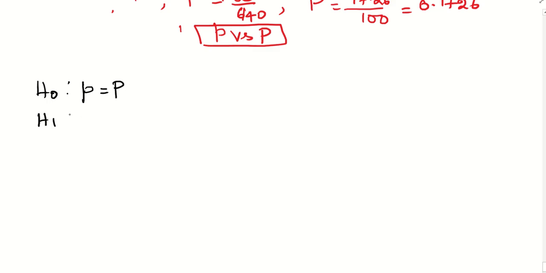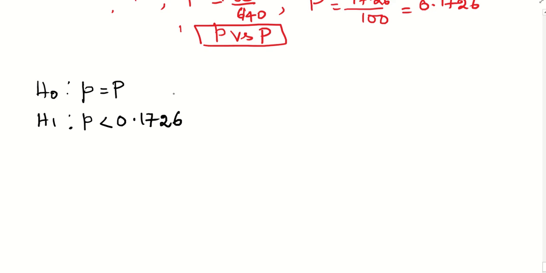Then we will set the alternative hypothesis, which is complementary to the null hypothesis. Usually it will be either a one-tailed or a two-tailed test. In our problem, we are checking whether the hospital is efficient. That means the fatality rate must be the lowest one. That means the sample proportion should be less than 0.1726.